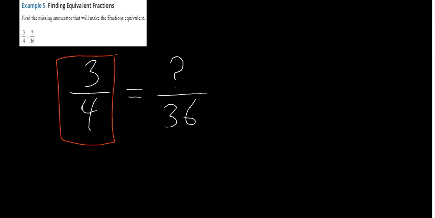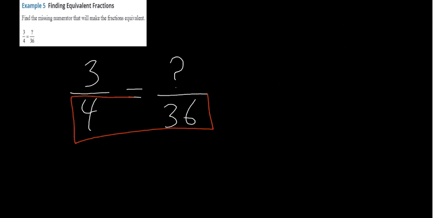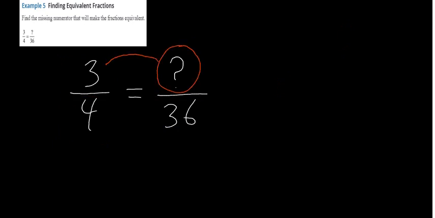Well, what we do is we're going to look at the numbers that we do know, the denominators. And we're going to say 36 divided by 4. Okay? Well, 36 divided by 4 is what? It's 9, right? So 4 goes into 36 9 times. Therefore, this number here must be 9 times greater than the 3, right? And 9 times 3 is 27. So we know that this question mark is going to be 27. Okay? And that's how we do equivalent fractions.